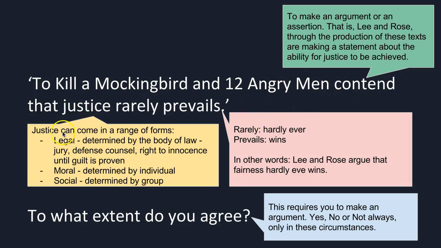Justice, I think, comes in three different forms, and that's how I'm going to be unpacking this question in terms of paragraphs. I'm going to look at legal justice, which is determined by the body of law, the jury, your defence counsel, your right to innocence until proven guilty, the expectation of reasonable doubt, etc. You've got moral, which is determined by you as a person, what you believe to be just and acceptable behaviour.